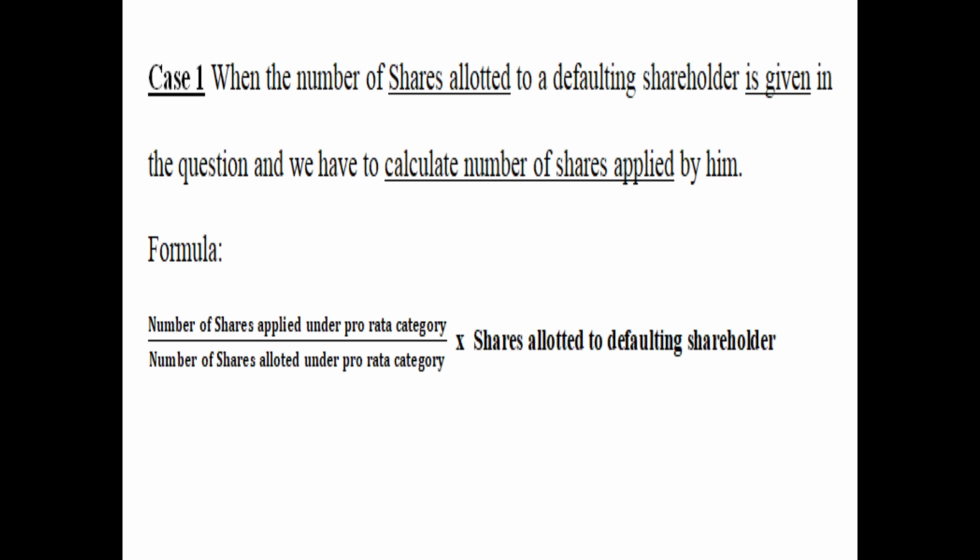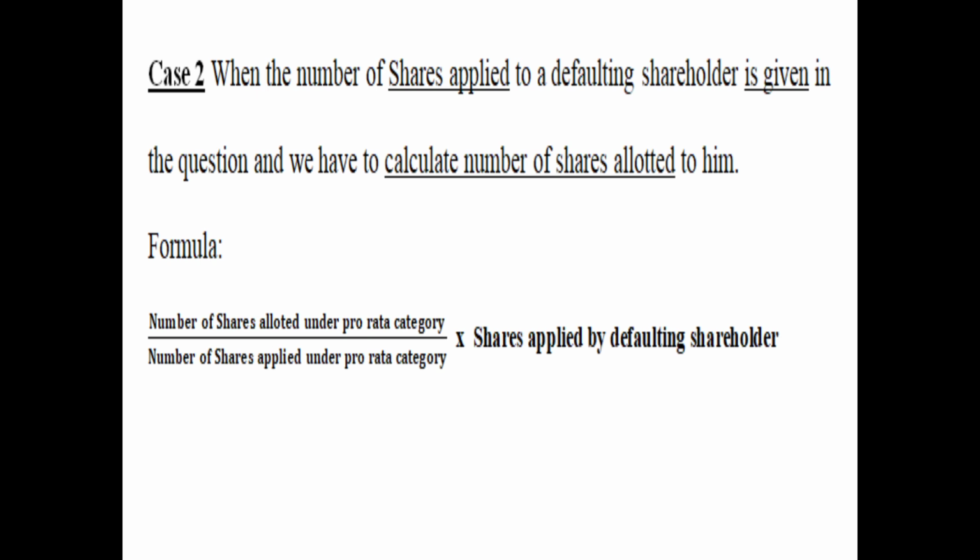So in this case, when shares allotted is given in the question and we have to calculate number of shares applied by him, we'll apply the formula number of shares applied under pro rata category. Just a trick to remember that whatever we need to calculate, that we will put in the numerator. So if we need to calculate the number of shares applied by him, then we will put number of shares applied under pro rata category in the numerator upon number of shares allotted under pro rata category into shares allotted to the defaulting shareholder.